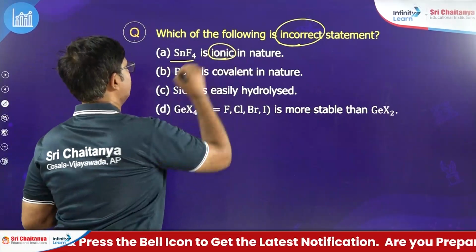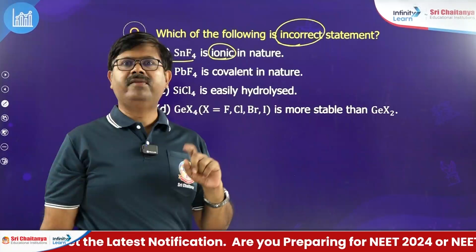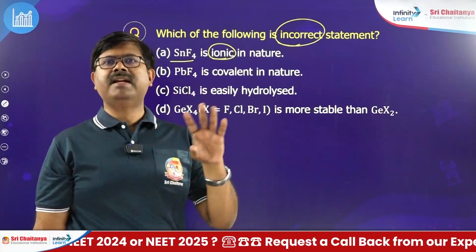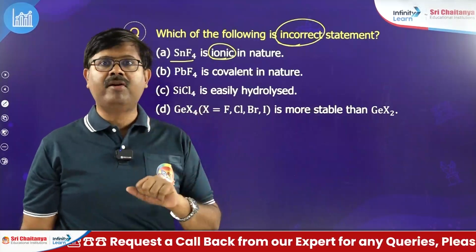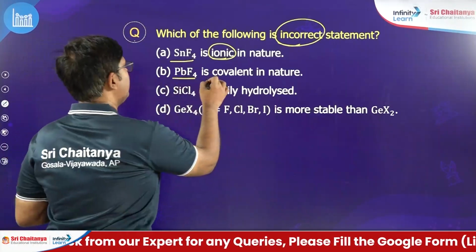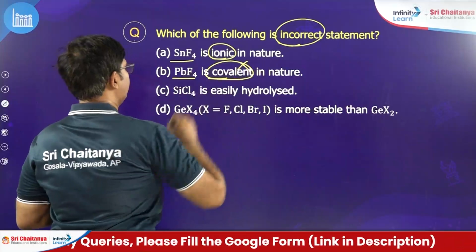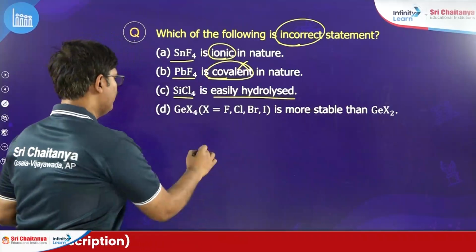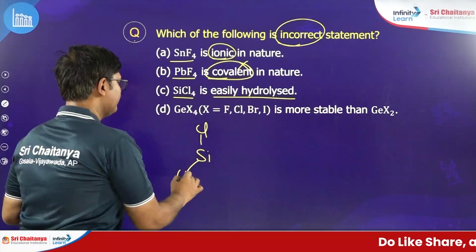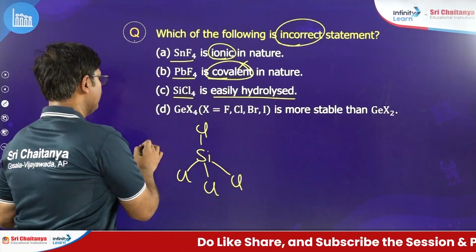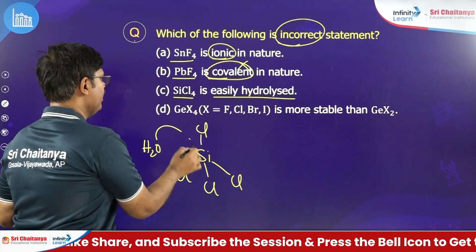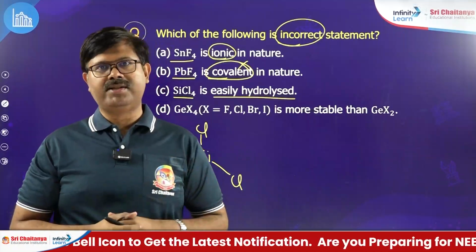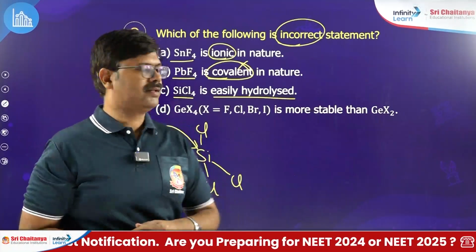SnF4 is ionic in nature. Yes, due to the large electronegativity difference between tin and fluorine, it is ionic in nature. If you read NCERT, it is mentioned clearly: SnF4, PbF4 are ionic compounds, not covalent compounds. And PbF4, they are saying covalent, so this is the wrong statement. And SiCl4 is easily hydrolyzed. Yes, in SiCl4, the vacant d orbitals present in silicon easily accept the electron pair from water and undergo hydrolysis. Therefore, SiCl4 easily gets hydrolyzed.